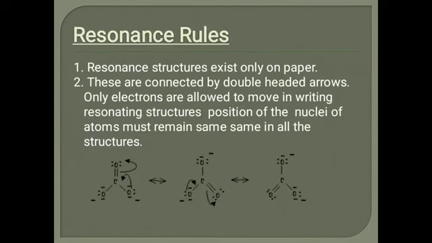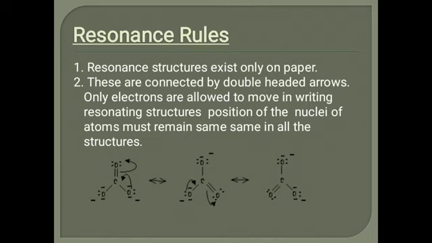Resonance rules. First, resonance structures exist only on paper, meaning the resonance structures are theoretical and we only write them on paper, and these are connected by double-headed arrows. As we see in these structures, there are double-headed arrows between these resonance contributing structures.